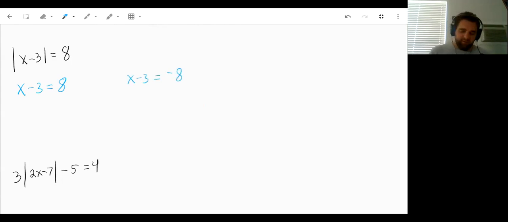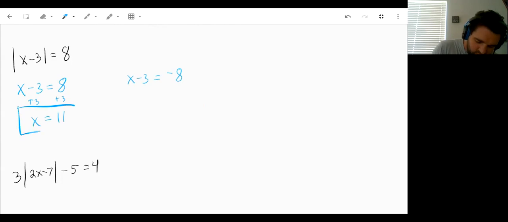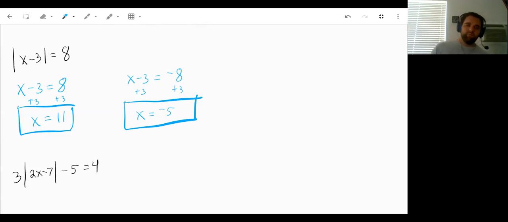Now we can go ahead and solve these. So add 3 to both sides, and we'll get an x equals 11. So there's one of our answers. Or the other one, we can add 3 to both sides. Now we get an x equals -5. And there's our other answer. So like I said, our answers here don't actually have to look the same. They might, but they don't have to. Let's try a more complicated one.